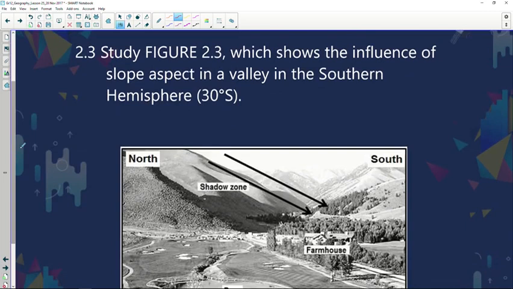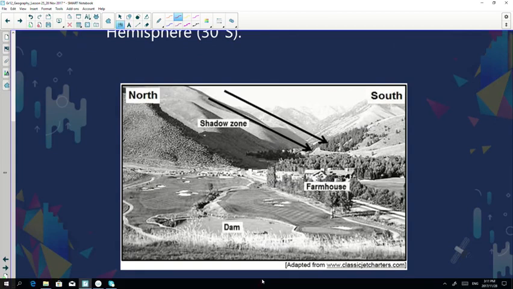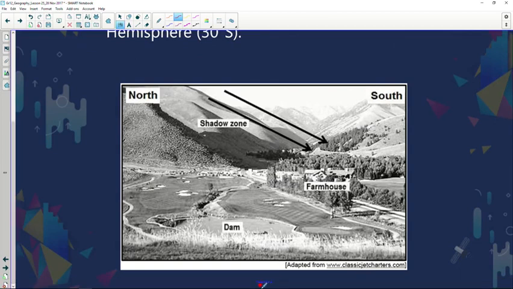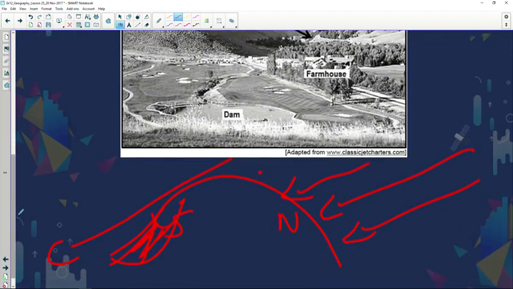Study figure 2.3, which shows the influence of slope aspect in a valley in the southern hemisphere. Now first of all, what do we know about slope aspect? Very importantly, if we look at aspect, our north-facing slopes receive direct insolation. Our south-facing slopes are usually cast in shadow because they don't get direct insolation, and people tend to live on the north-facing slopes because they are warmer than the south-facing slopes.